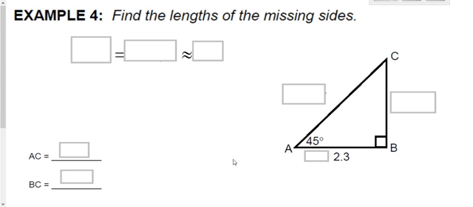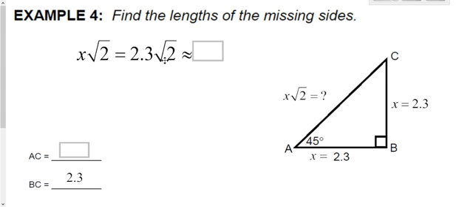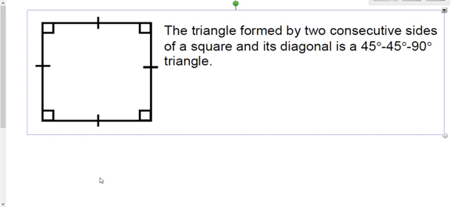Example 4, given this side, label them, that's the x side, equals 2.3. This is an x side, we know it's the same as this one, 2.3, so we've already found BC. And this side equals x times the square root of 2, so we're going to substitute that 2.3 in for x. And we get 2.3 times the square root of 2, which is approximately 3.3. Pretty easy stuff.